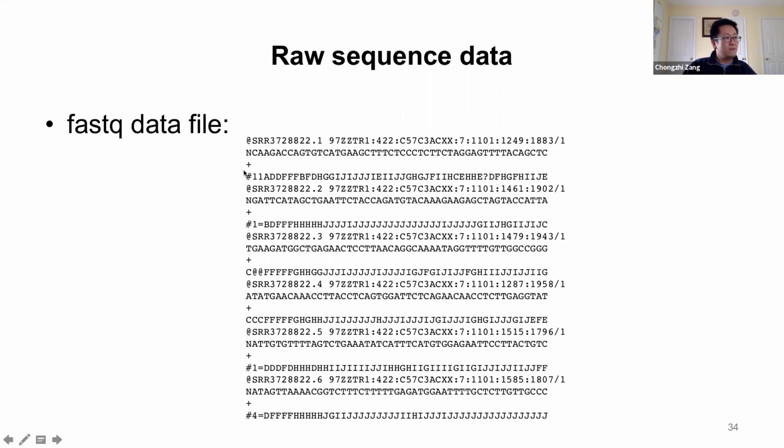So 4 lines represent 1 sequence read. An easy way to calculate how many total reads are in a FASTQ data file is to simply use wc -l, the line count from the Unix command, and divide the total number of lines by 4 to get the total number of reads.